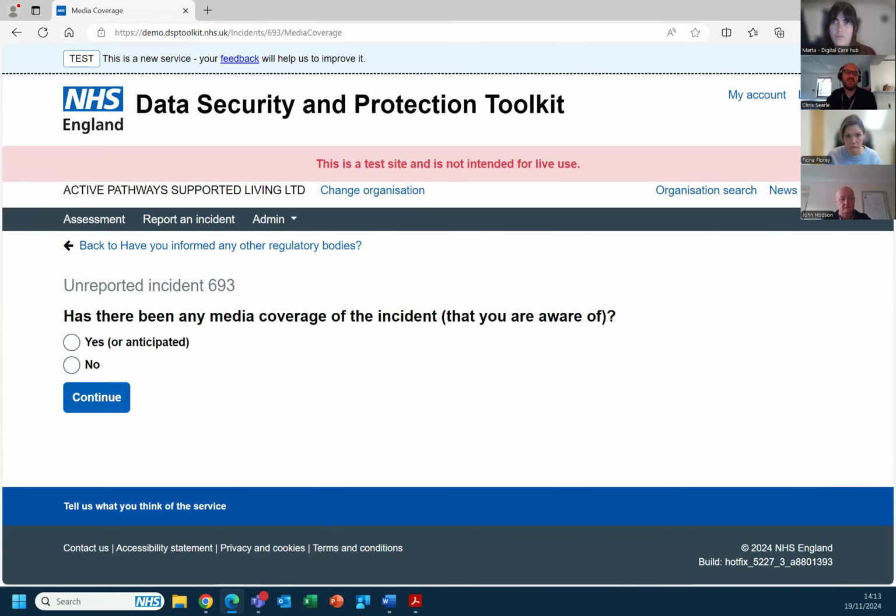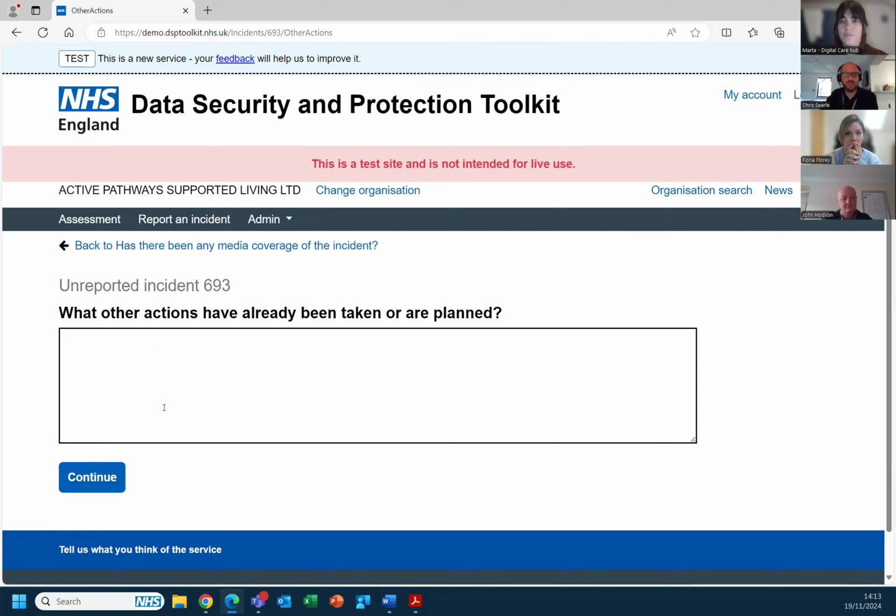And we've got, is there any media coverage of the incident that you're aware of? This is just to provide the organisations that you're reporting it to with a bit of an advance warning that there might be media interest, but in our case, it's no. And it's just if you're aware of, so don't go scouring any sites or anything. It's just a quick understanding.